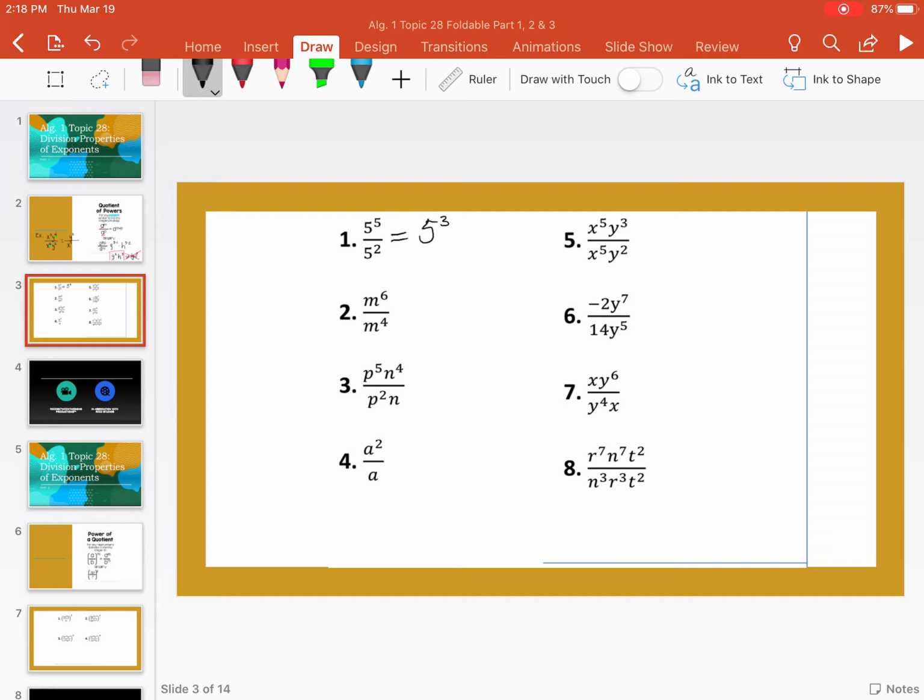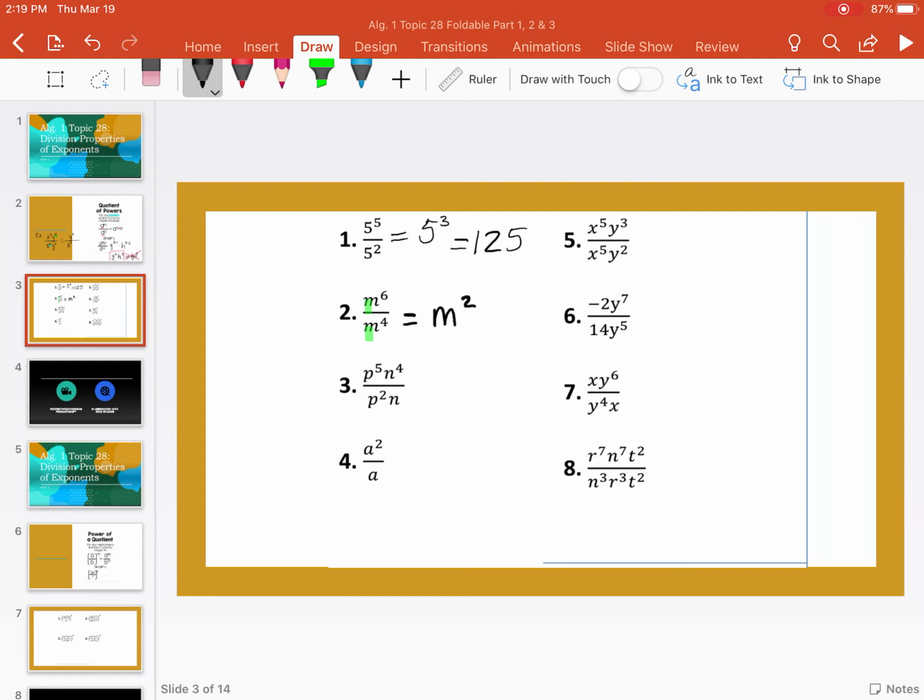Which, if we wanted to simplify, that's the same thing as 125. Okay, moving on to number 2. m to the 6th over m to the 4th. Same bases here, so we're going to subtract our exponents, and we get m squared.